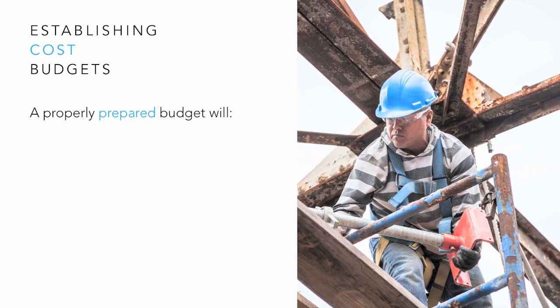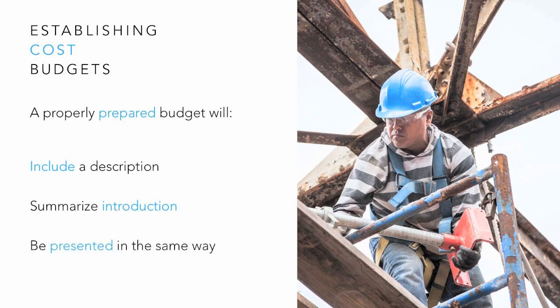Establishing cost budgets. A properly prepared project budget will include a description of the project or phase scope, summarize an introduction, the philosophy, assumptions and parameters used in its preparation, including the procurement strategy. Be presented in exactly the same way as costs are expected to be recorded. First by major deliverable, system or component, then by internal payroll costs, material and equipment, or by contractor, supplier or department.